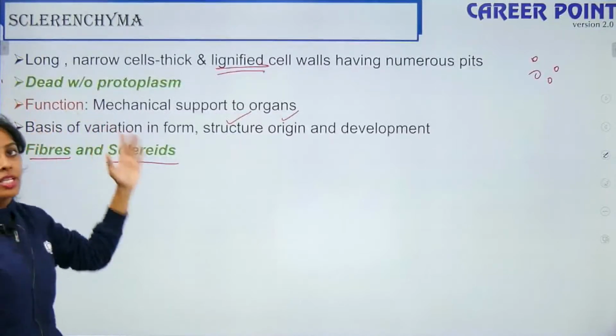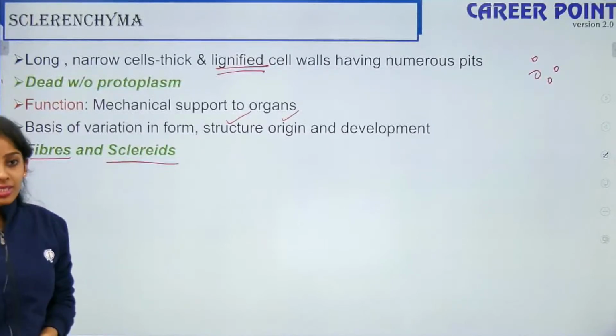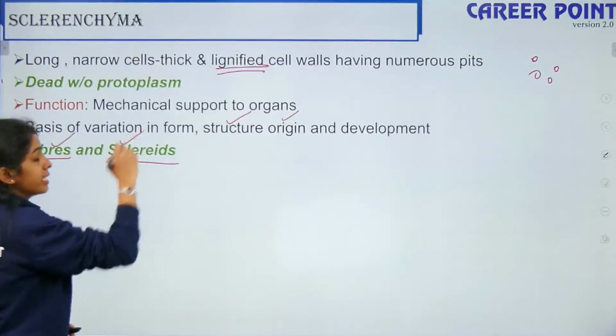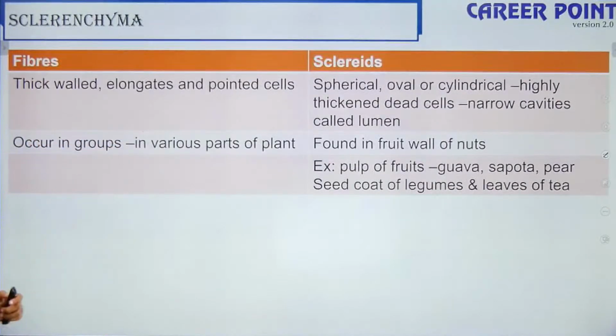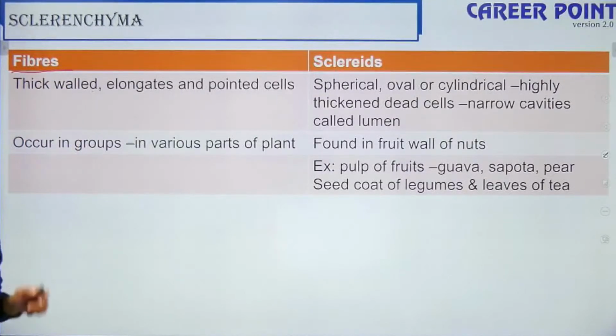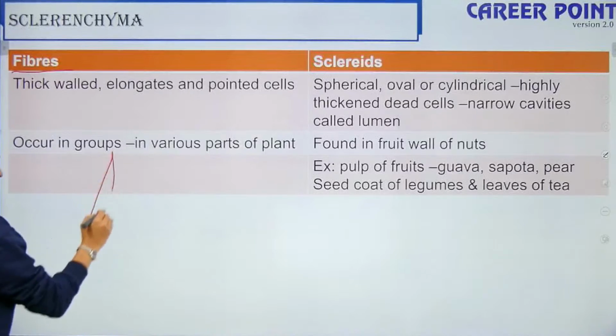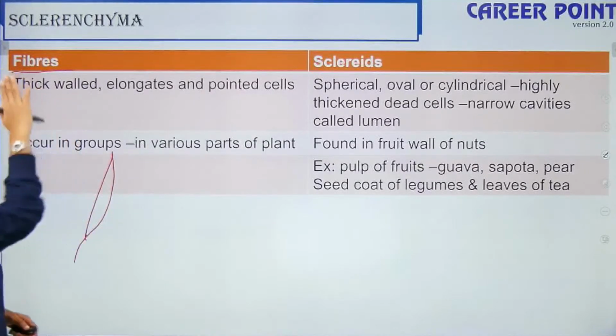Then on the basis of structure, origin and development, the sclerenchymatous cells are further divided into fibers and sclerids. Alright. So this is the difference between fibers and sclerids. Talking about your fibers, they are thick-walled, elongated and pointed cells. So something like this. They are pointed at both the ends, and of course they are thick-walled and elongated ones.